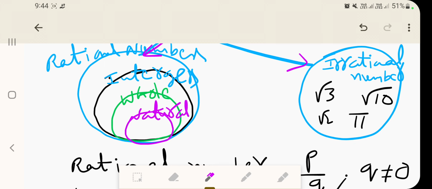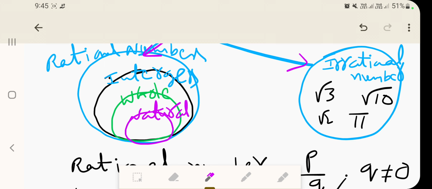Integers are also rational numbers. Whole numbers are also rational numbers. Natural numbers are also rational numbers. It is like Hyderabad is part of Telangana. So integers are a part of rational numbers, like that.